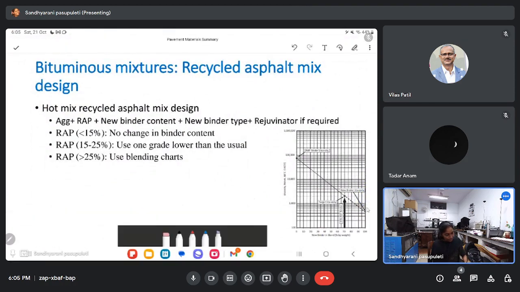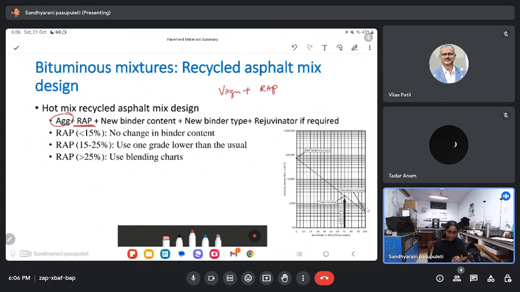So we do the mix design of hot mix asphalts. Let us say in the hot mix asphalt, we were using only the virgin aggregates. In addition to that, if I wanted to use recycled aggregates, how do I do the mix design? So now you have virgin aggregates plus you wanted to use some RAP aggregates.